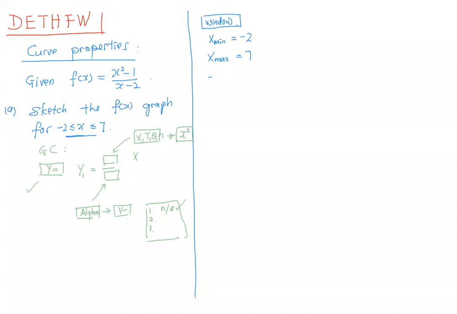Then go to the zoom button that is beside the window. Select zoom fit. I think it is 0. Scroll down, select zoom fit. Okay, then the graph will come out after you select zoom fit. I will copy Christopher's graph and show it to you.